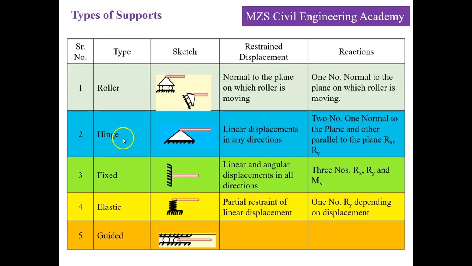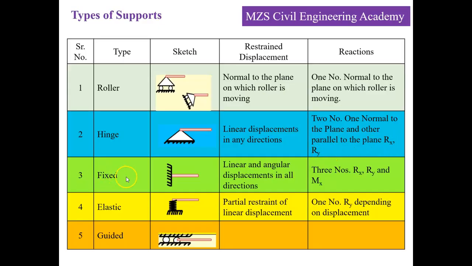Second case, hinge. Hinge is represented by the symbol given in column number 2 here, which is a triangular geometry shown with hatchings on both sides. It means it is completely locked with respect to translation. No translational movement is allowed in any direction, but it can have rotational movement. So due to this fixity, there will be generation of two forces. One will be normal to the support, and one will be parallel to the support. So we can say the reactive forces Rx and Ry will be generated.